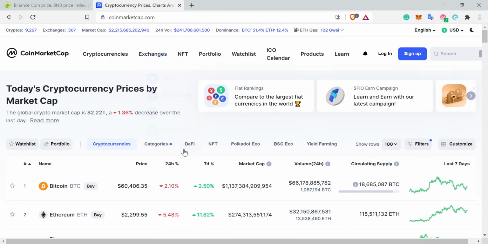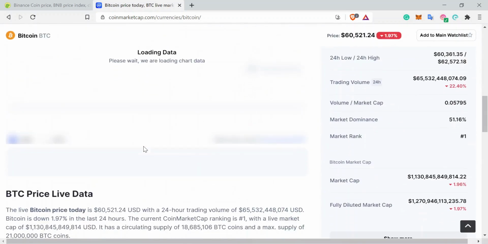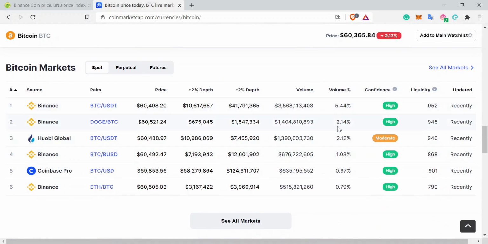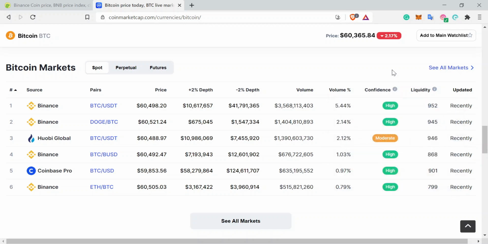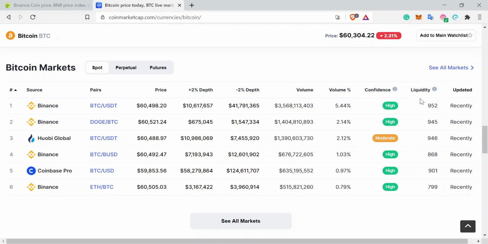There are similar situations like this on CoinMarketCap. Again, if you scroll down, you can actually see all the exchanges where the particular token is listed. They will also provide a confidence in the data that is provided from the exchange, because not all exchanges provide accurate data, and they will even also give you a liquidity score out of 1,000, which indicates how liquid the market is at that particular time.